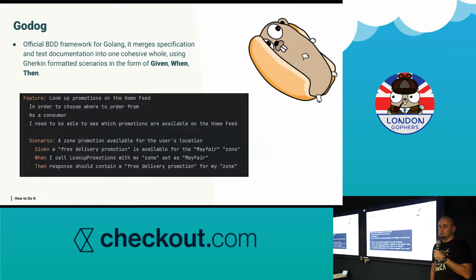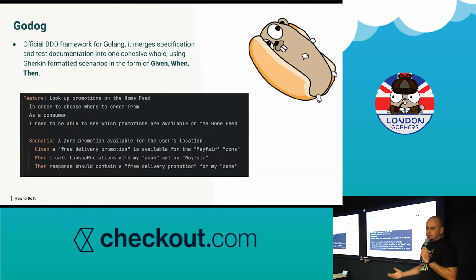The next library I'm going to talk about is Godog. This is the official BDD framework for Go. It merges specification and test documentation into one cohesive whole using the Gherkin format I specified earlier: given, when, then. So here we've got a feature. The feature is called lookup promotions on the home feed. Home feed is when you're on the Deliveroo app, where you see all the restaurants and offers together in one feed. So as a consumer, in order to choose where to order from, I need to be able to see which promotions are available on the home feed.